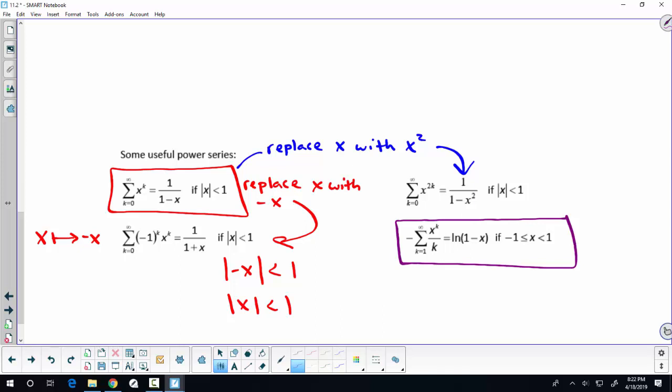What about the ln of 1 minus x? How does that relate to 1 over 1 minus x?